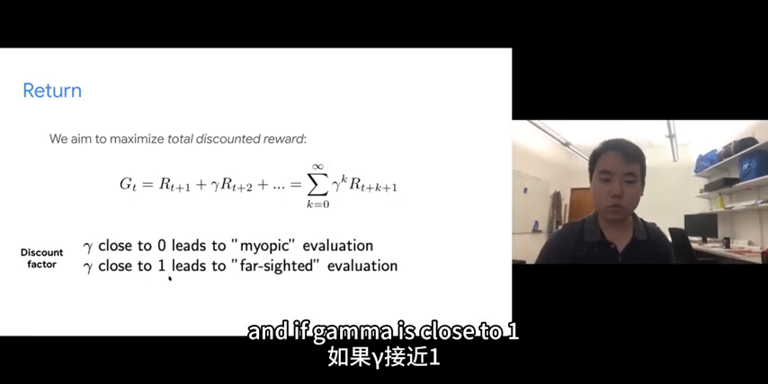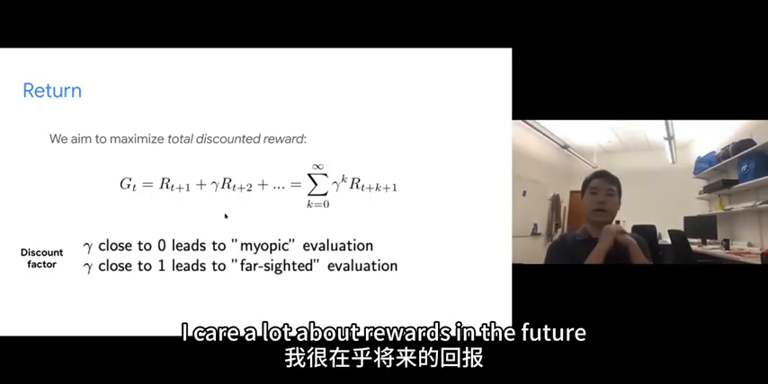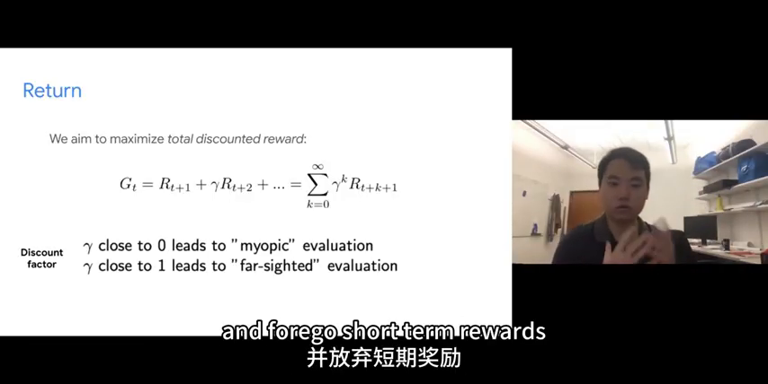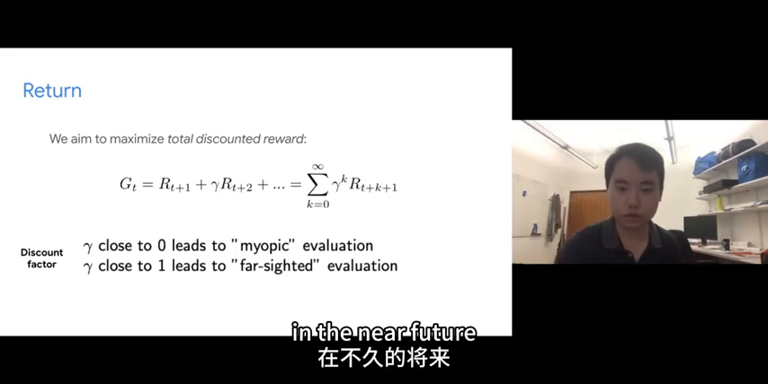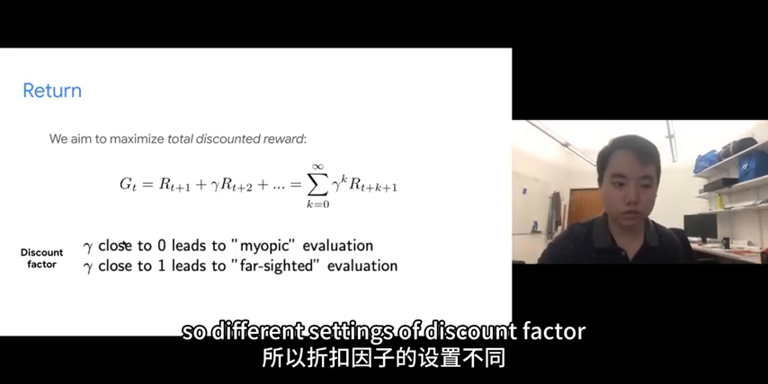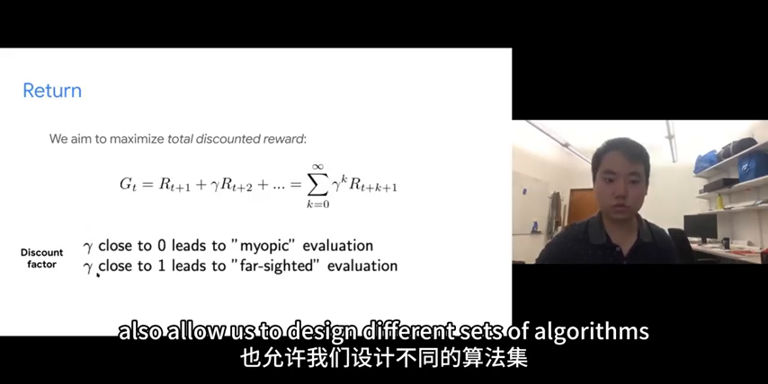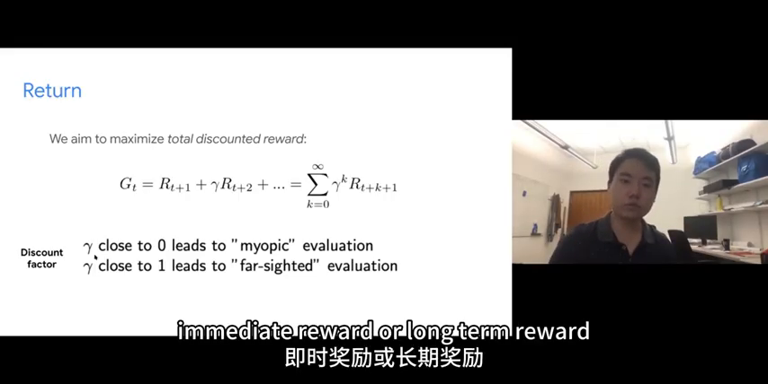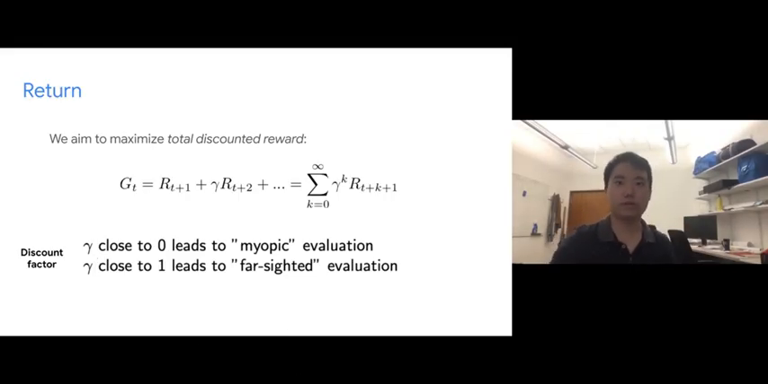And if gamma is close to 1, then what you're saying is that I care a lot about rewards in the future, and might prefer really large rewards in the future and forego short-term rewards in the near future. So different settings of the discount factor allow us to design different sets of algorithms depending on whether you want to care more about immediate reward or long-term reward.